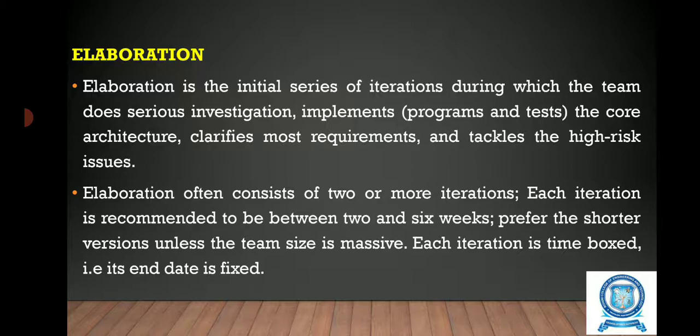Elaboration is the initial series of iterations during which the team does serious investigations, implements the core architecture, clarifies most requirements and tackles the high risk issues. Elaboration often consists of 2 or more iterations. Each iteration is recommended to be 2 to 6 weeks, preferring the shorter versions unless the team size is massive. Each iteration is time boxed, that is, the end date is fixed. So in each iteration we fix the end date, so it is time boxed.